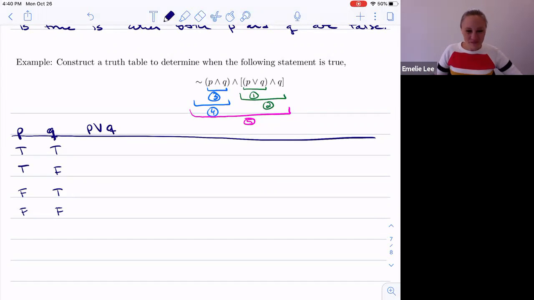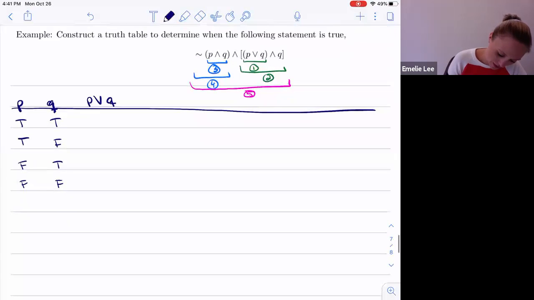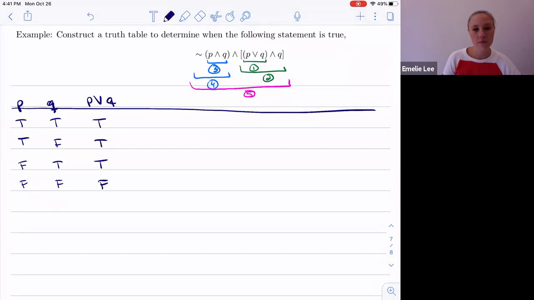Okay, so P or Q. Let's deal with P or Q. P or Q is true as long as there's one true statement in the compound statement. And so we've got true, true, true, false, just because of how we know P or Q works.